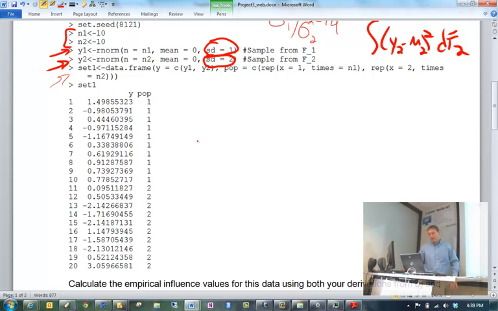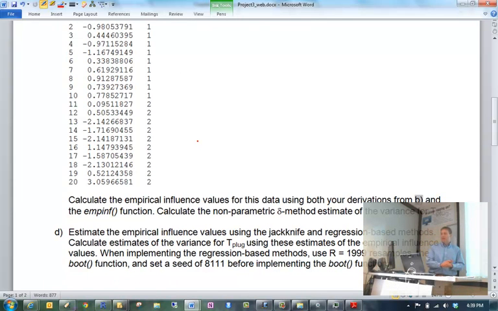Once you get this, calculate the empirical influence values for the data using both your derivations from part B and the EMP-INF function. Note that I did not show you in class how to use that function with respect to the non-parametric delta method. It's a little tricky, but I want you to have the experience of figuring out how to use the EMP-INF function. Of course, you will need to use a calc.tw-like function that we've done in the past.